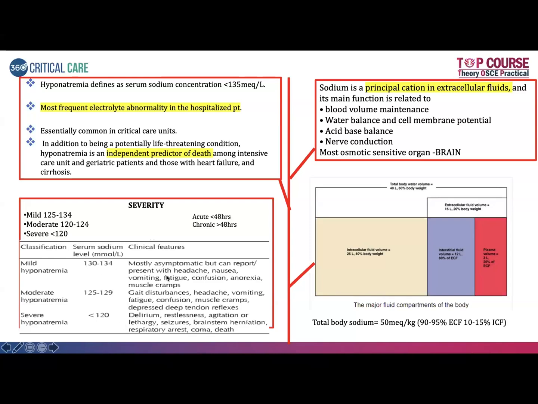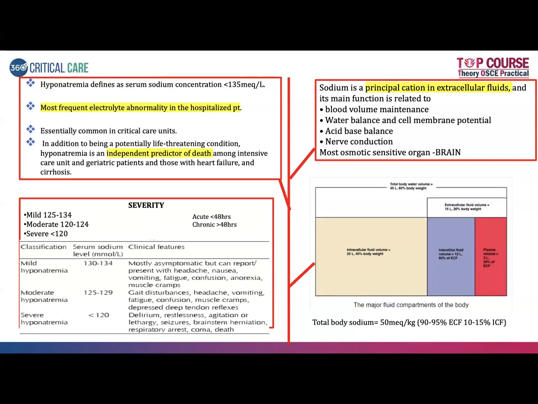Mild when the patient has mild headache, nausea, vomiting, fatigue, or confusion. Moderate when there is some kind of muscle cramps, fatigue, and a confusional status. Severe when the patient has significant delirium, restlessness, agitation, seizures. Okay, the patient can go into brainstem herniation, respiratory arrest, coma, and death. So that is about the severity. In terms of duration, you can divide it into acute, less than 48 hours, or chronic, more than 48 hours.